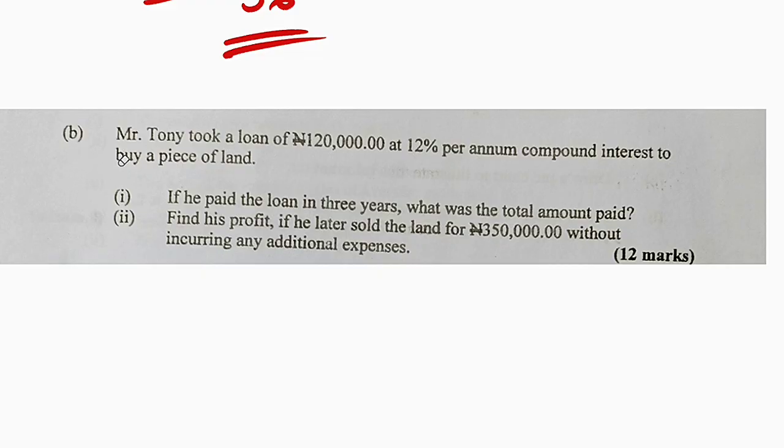Question 9B reads, Mr. Tony took a loan of 120,000 naira at the rate of 12% per annum compound interest to buy a piece of land. Roman 1. If he paid the loan in 3 years, what is the total amount paid? Roman 2. Find his profit if he later sold the land for 350,000 naira without incurring any additional expenses. All right, let's get started.